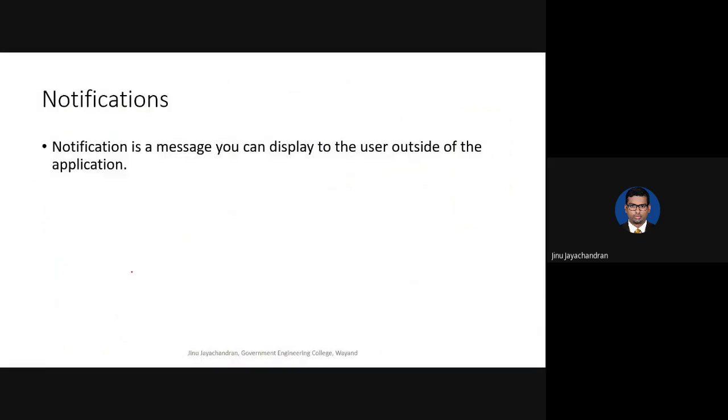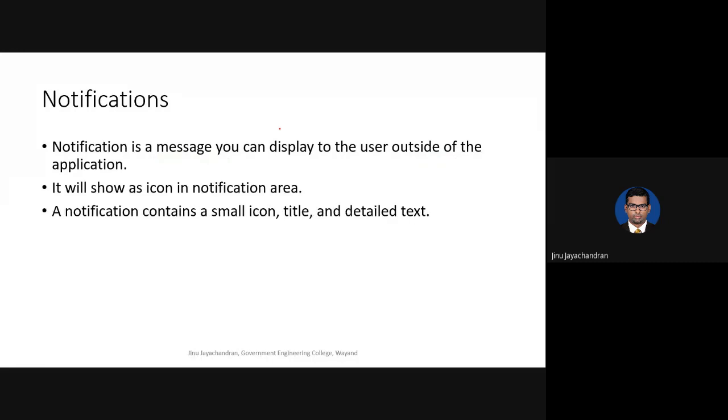Next is regarding a notification. A notification is a message you can display to the user outside of the application. Why is it outside? Because it comes even if the application is closed; it will come onto your screen. So it is outside the application, and it will show as an icon in the notification area. There are many possibilities for a notification.